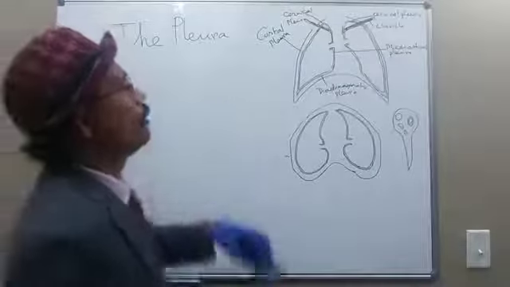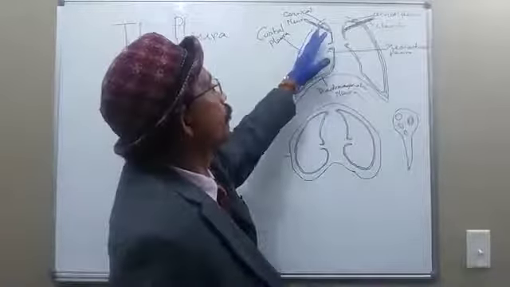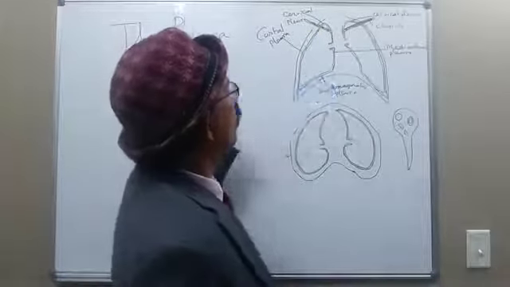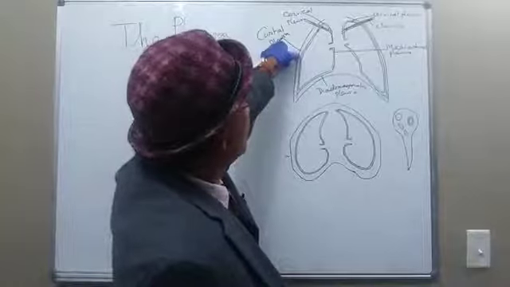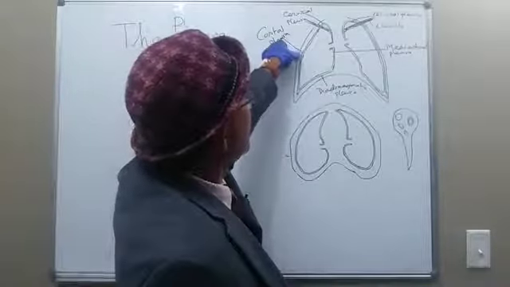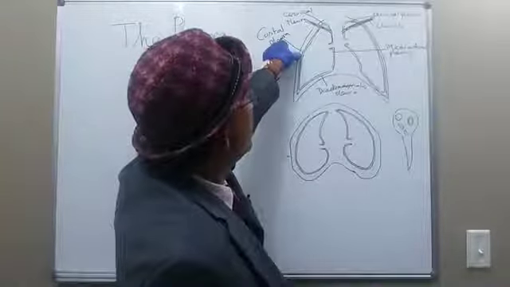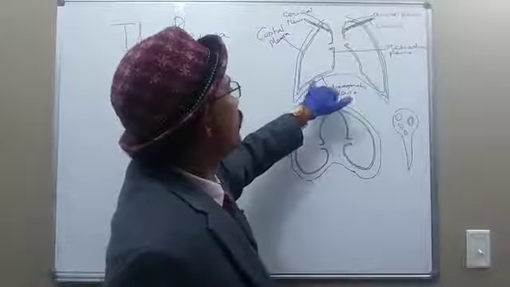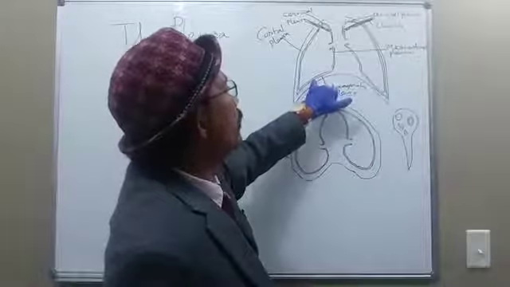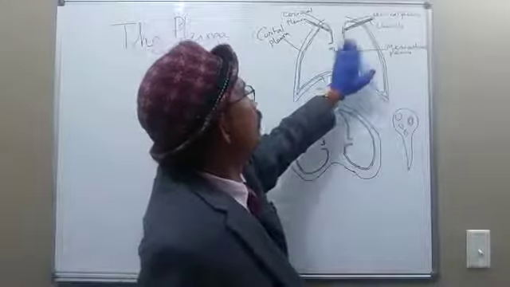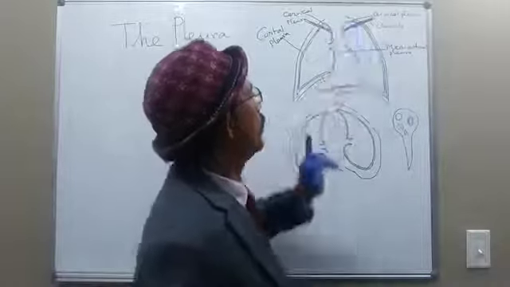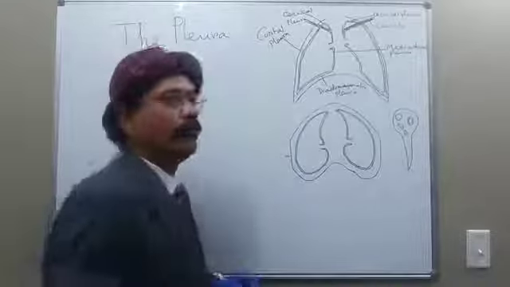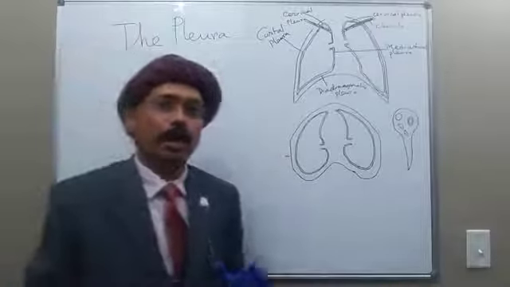Then costal pleura, that is present at the chest wall. We have the endothoracic fascia between the costal pleura and the rib here. Okay, so there is the endothoracic fascia. This is the diaphragm. We will get the diaphragmatic pleura. This is the mediastinum. This is the mediastinal pleura. Okay, we got the parietal pleura.